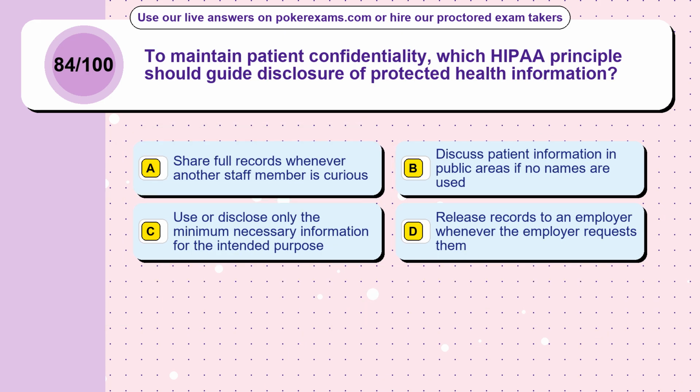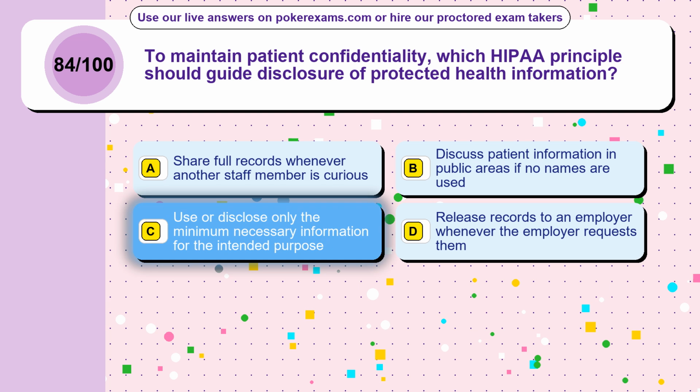Question 84. To maintain patient confidentiality, which HIPAA principle should guide disclosure of protected health information? Option A. Share full records whenever another staff member is curious. Option B. Discuss patient information in public areas if no names are used. Option C. Use or disclose only the minimum necessary information for the intended purpose. Option D. Or release records to an employer whenever the employer requests them.